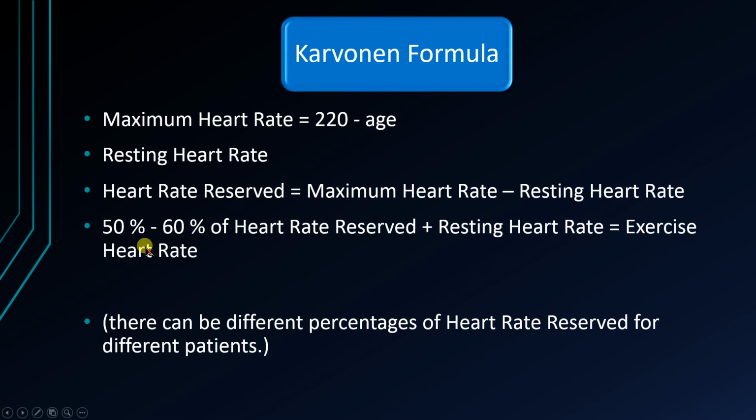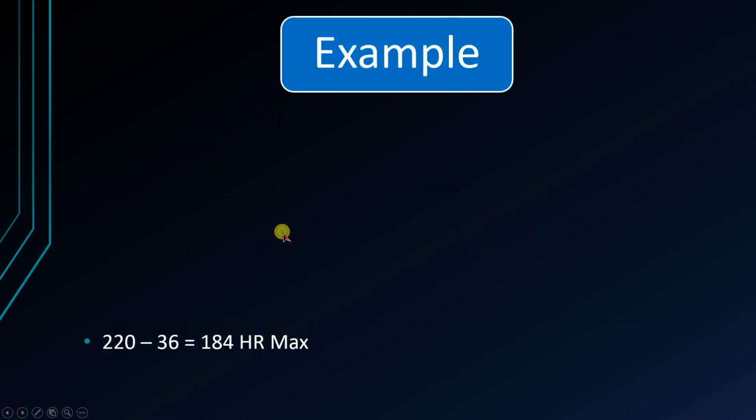It is important to remember that 50 to 60% of the heart rate reserve can be used for moderate risk patients. For mild risk, it can be from 60 to 70% of the heart rate reserve, and for severe or high risk patients, it can be from 40 to 50% or even less than that. So how is it calculated? It's very simple, so we will do it.